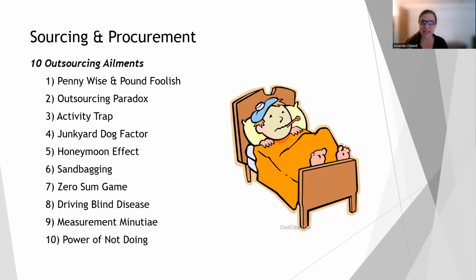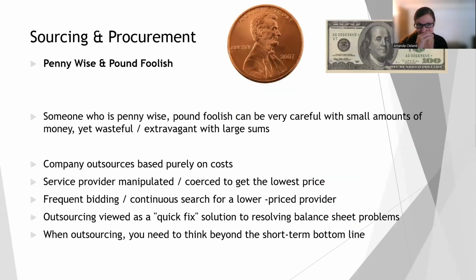So let's go through the 10 outsourcing ailments. Again, they've got kind of quaint names for all of these. We've got penny wise and pound foolish. We've got the outsourcing paradox. We've got the activity trap, the junkyard dog factor, the honeymoon effect, sandbagging, the zero-sum game, driving blind disease, measurement minutia, and the power of not doing. These are our 10 outsourcing ailments.